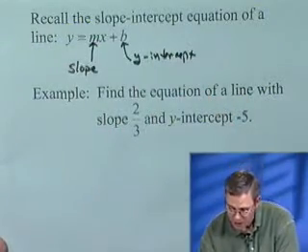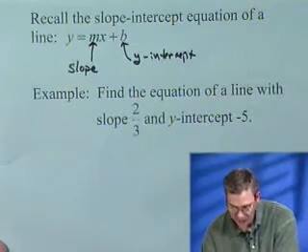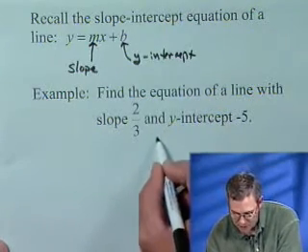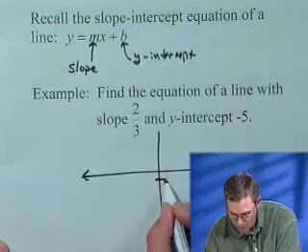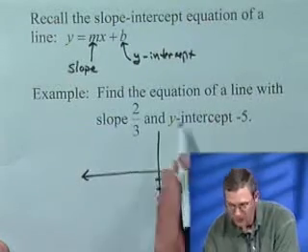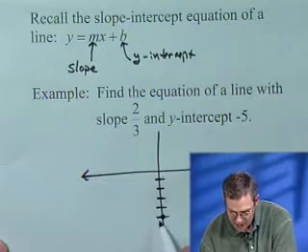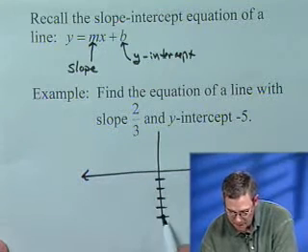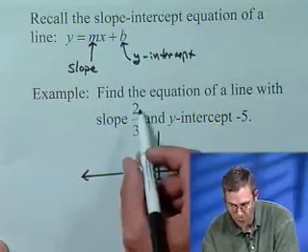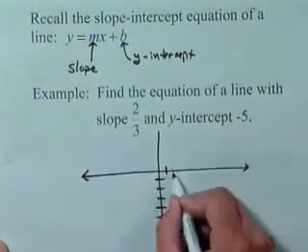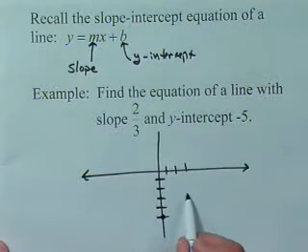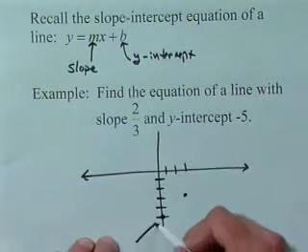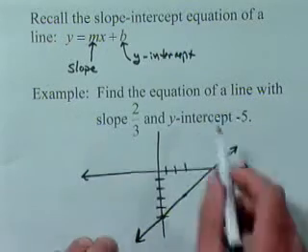Example, let's find the equation of a line with slope 2/3 and y-intercept of -5. Let's go ahead and sketch it first. The y-intercept is -5, which means the line intersects the y-axis at -5, and the slope, or the rise over run, is 2/3, which means, given any point on the line, we can get to another point by rising 2 and running 3. So there's that line that is described in our example.